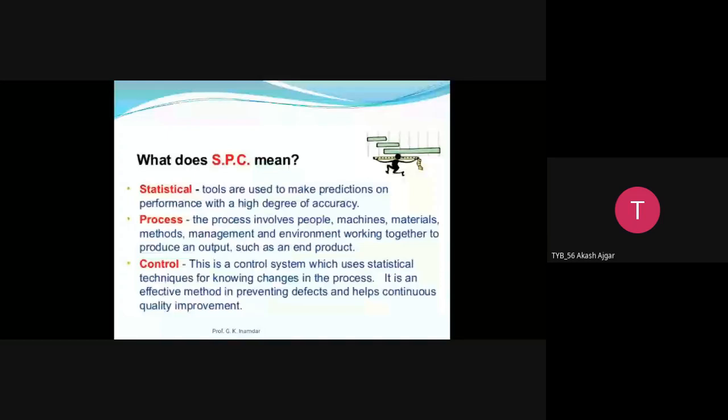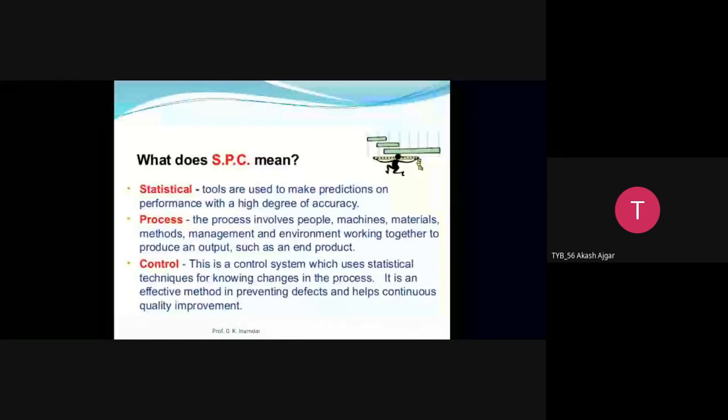So whatever objective or target we have given to our processes, we have to complete that target using the involvement of all these elements. That is called the process, working together. That is an important part.